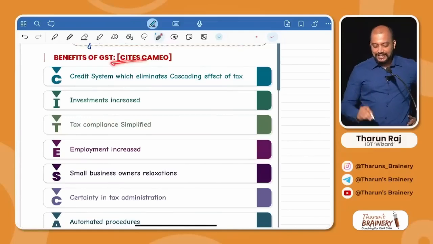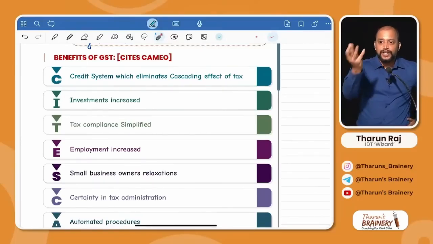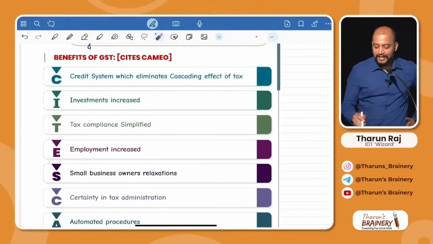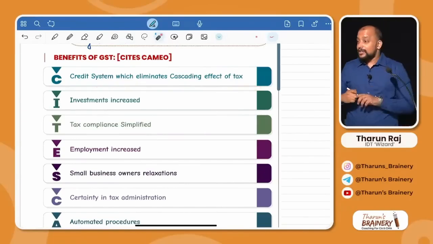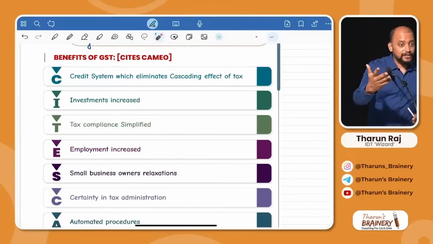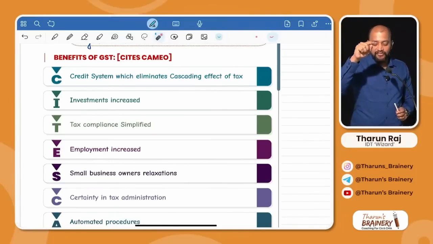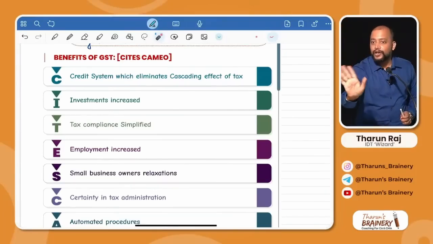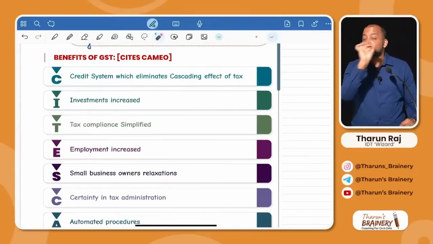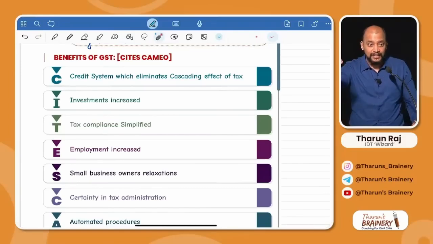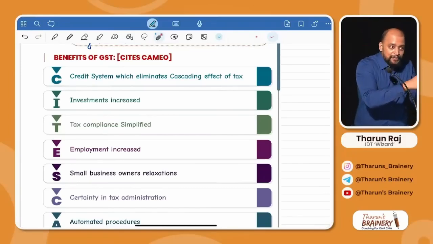What is it? Cities. C for credit system. Correct? We have input tax credit in GST. Because of this credit system, what happens? Just now you read one word. It eliminates cascading effect of tax. Like this and all, don't write. Like this, cities cameo, C for what, I for what, like that, 1 mark also you will not get. Mnemonics you should not write in the answer sheet. Write in the question paper in pencil.